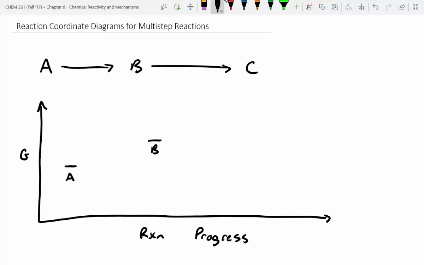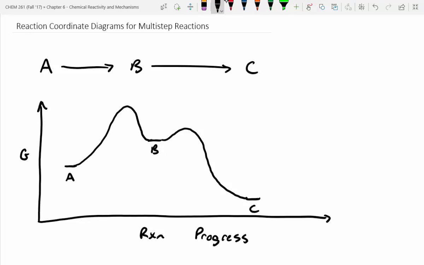Which one's more stable, A or B? A. Okay. So if we think about this, A is more stable. We've got to have some sort of activation energy, so there's going to be a hump in between the two. And then let's say C is down here. Again, you must have an activation energy going from B to C. So I'm going to just draw this as a small hump like that. In fact, I'm going to exaggerate this one a bit more. There we go.